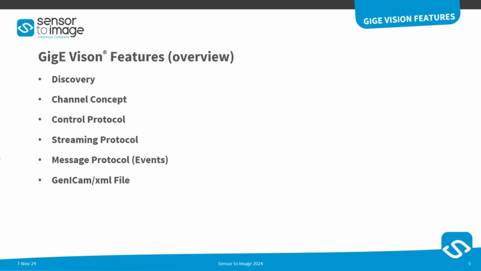Please use the official GigE Vision specification as reference. Important chapters are listed on the following slides. The specification is available via the A3 website.